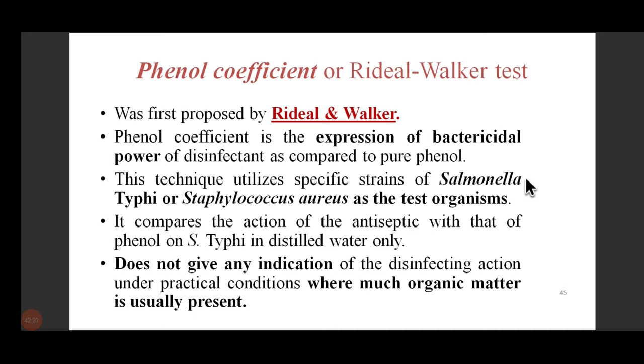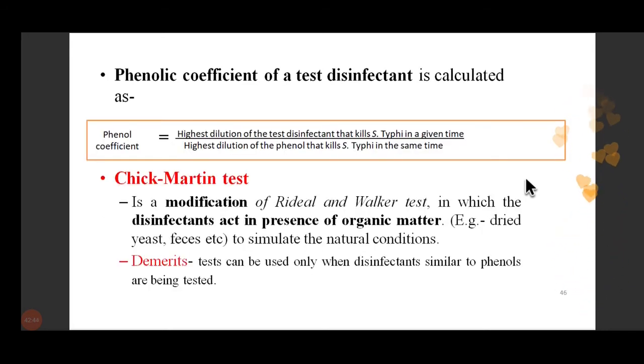So it does not give any indication of disinfecting action under practical conditions. Meaning, it is not taking into consideration whether organic matter is present or not. It is just comparing your disinfection power as compared to phenol. So here is the formula. Phenol coefficient is defined as the highest dilution of the test disinfectant that kills S. typhi in a given time versus the highest dilution of phenol which kills S. typhi in the same time.